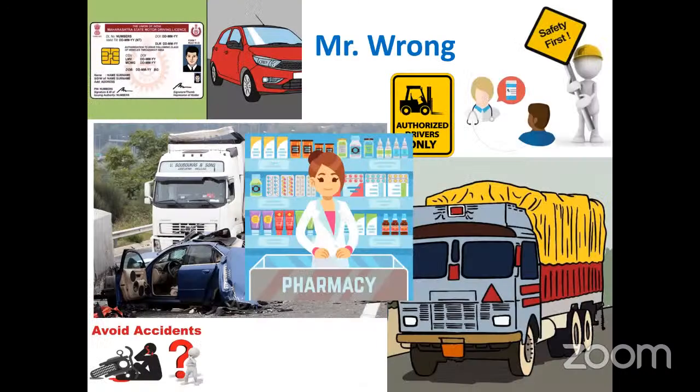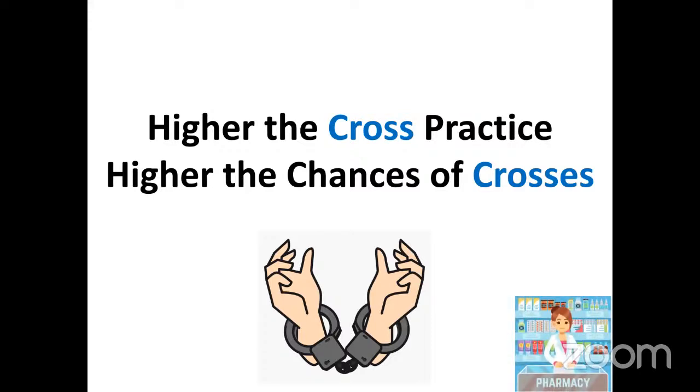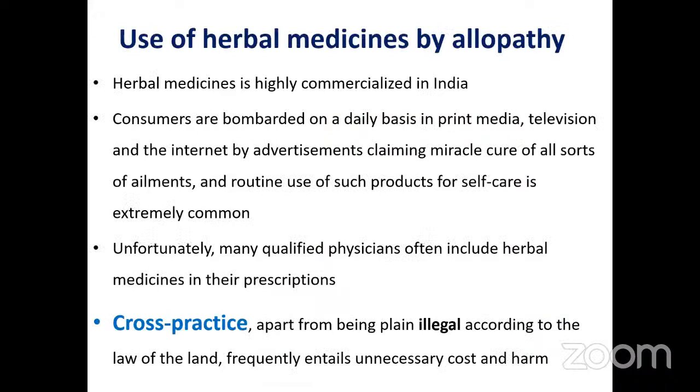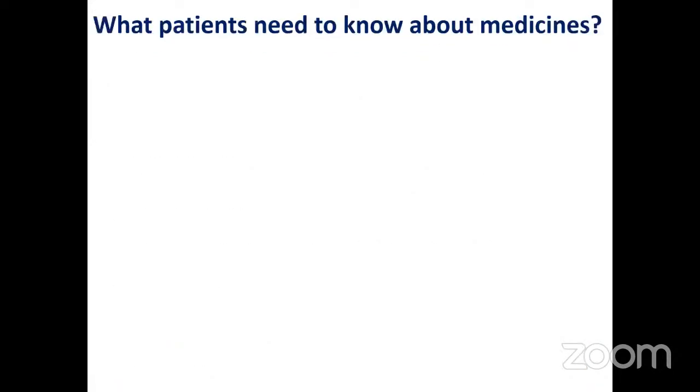So here is the message to the pharmacy persons as well as the prescribers, the doctors. The higher the cross practice, the higher the chance of errors. So better to avoid cross practice. Limit yourself within the practice in which we have been trained. As for the use of herbal medicine, I absolutely don't agree that it should be prescribed by the allopathic practitioner. The reason is we don't know how they will behave. So better not to do cross practice, because that is also rational therapeutics.